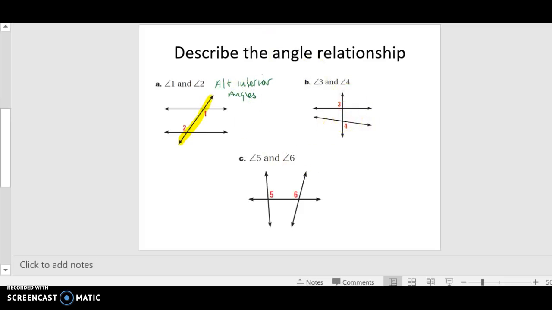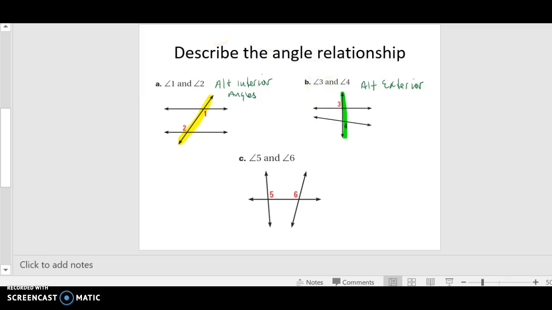When I look at the next one, highlight your transversal. If I look at 3 and 4, they're on opposite sides, therefore you know they're alternate. In this case, they're alternate and they're both exterior angles. So alternate exterior.